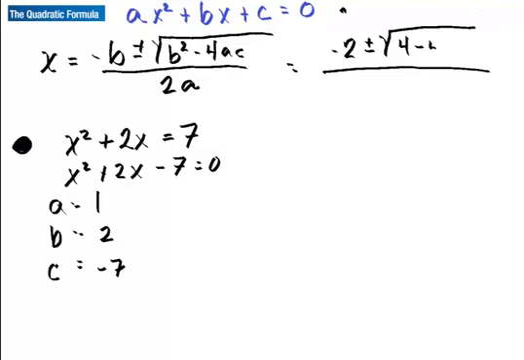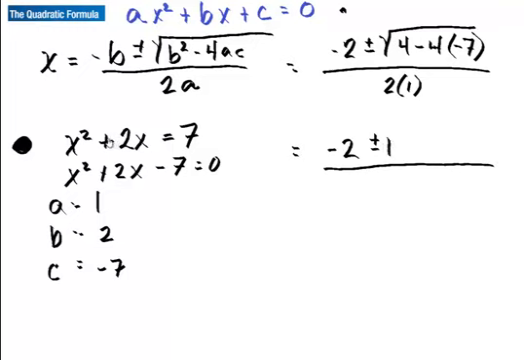Minus 4 times 1, I'm not writing that down, and then times a minus 7, all over 2 times A, so 2 times 1. Well, I didn't really need to write that, but I did. So this is going to be minus 2 plus or minus the square root of, that's plus 28, so it'll be a 32, all over 2.